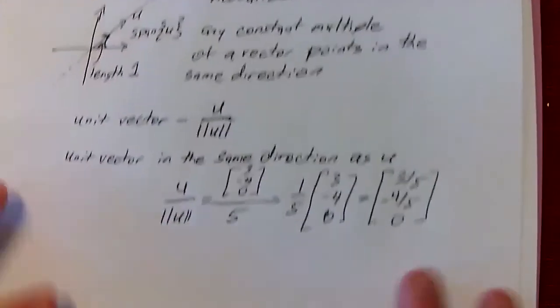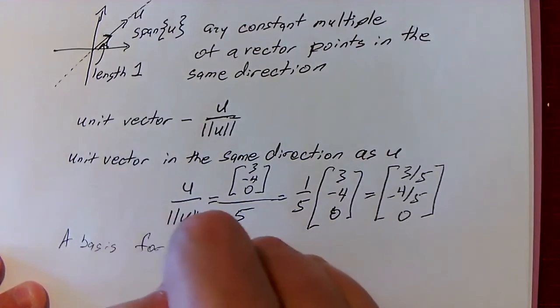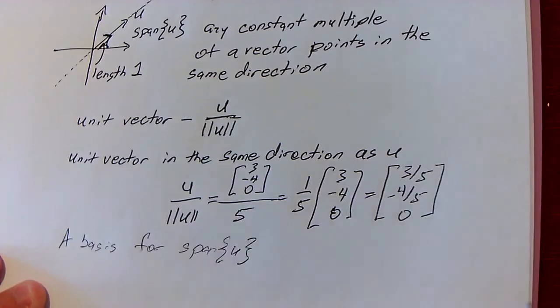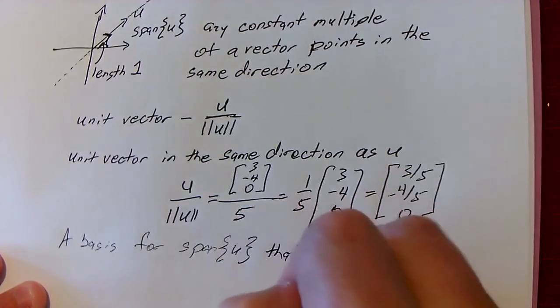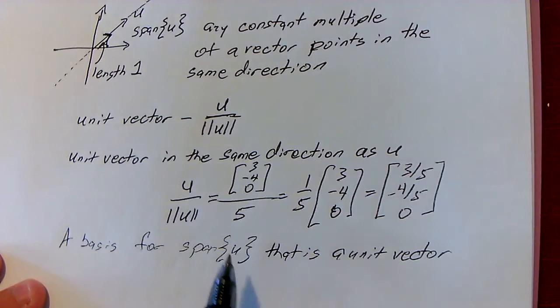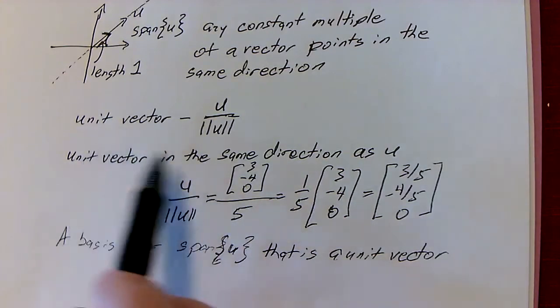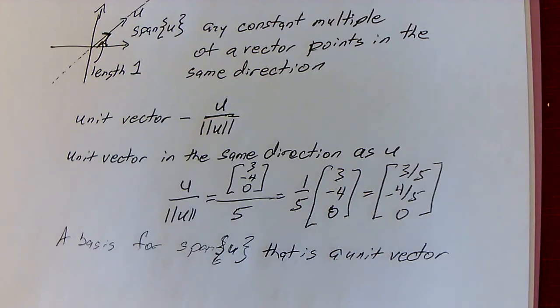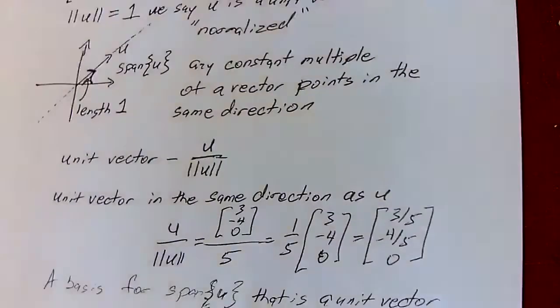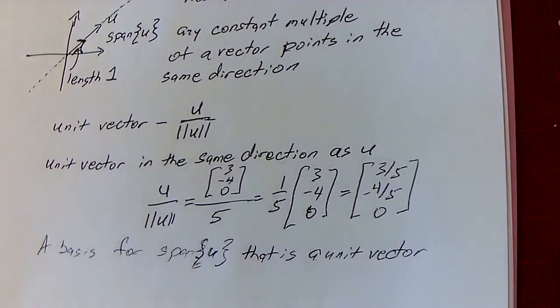Now, you will also see questions that will talk about a basis for the span of u, for example, that is a unit vector. Well, the span of u certainly has a basis that is just u. So a unit vector that's a basis is the same thing as a unit vector in the same direction, which is the same thing as normalizing a vector u. All of those properties were found in the same way. So that would be the same answer there above it.